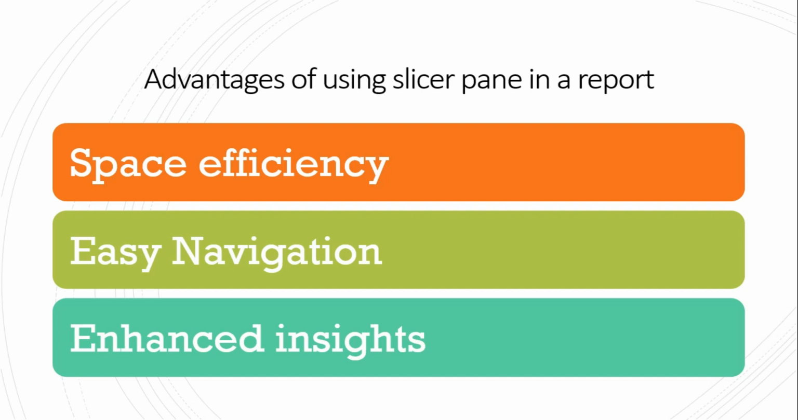Before moving ahead, let's see what the advantages of using the slicer pane in a report are. First advantage is space efficiency. It allows you to organize and display multiple slicers in a contained space, which can be beneficial when we deal with a large number of filters and categories. This makes the report less cluttered. Second advantage is easy navigation. A slicer pane provides a convenient way for users to navigate and filter your data without having to hunt for an individual slicer scattered across the report. Third main advantage is enhanced insight. By using a slicer pane, users can gain a deeper insight into your data and the charts.